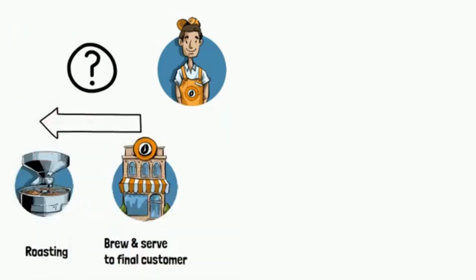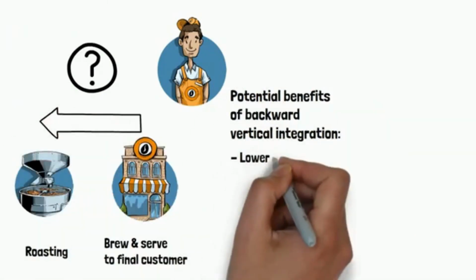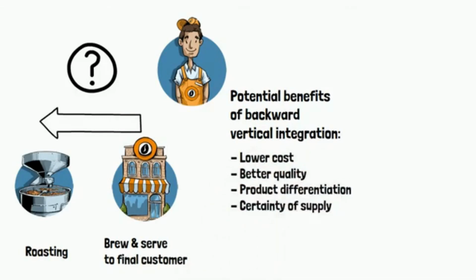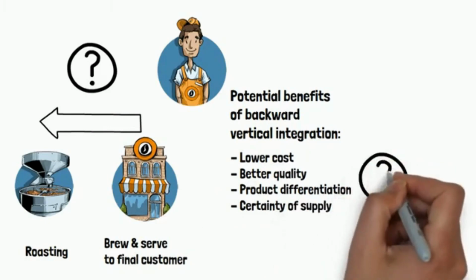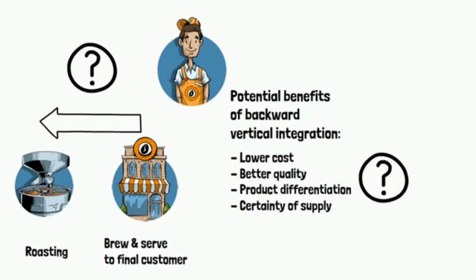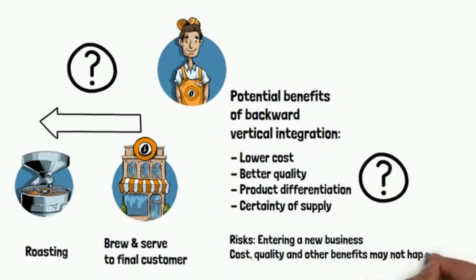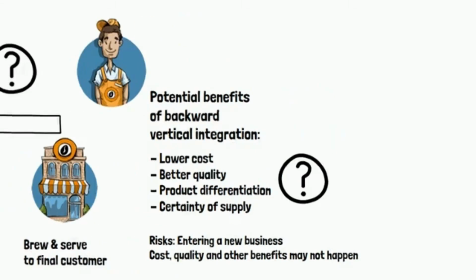First, backward vertical integration can bring important benefits, such as a lower cost, better quality, the ability to differentiate the company from its competitors, and certainty of supply. However, these benefits do not occur automatically and require that the company can make cheaper or better inputs than those it is already buying from its suppliers. Therefore, backward vertical integration also brings risks, especially if the company is entering a business that it does not really know well. The expected cost savings or quality improvements may not materialize and the company may be worse off than before or may wish it had concentrated its investments in its existing business.